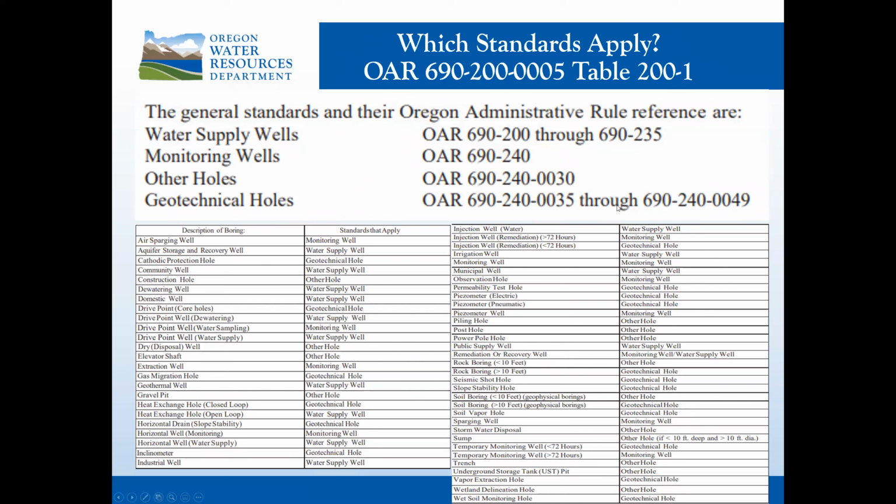In addition to the administrative rules and appendices, in the appendices for those administrative rules, you will find various tables. The table that I find very helpful when not knowing what standard applies to a type of situation is table 200-1. This table, shown at the bottom of the screen, lists common descriptions of borings, and then in the column to the right, you see the standard that applies to that.